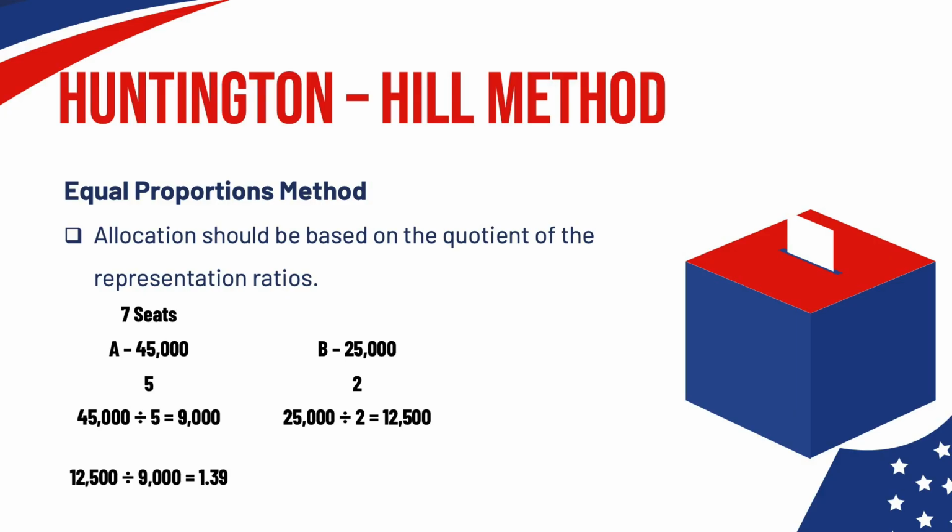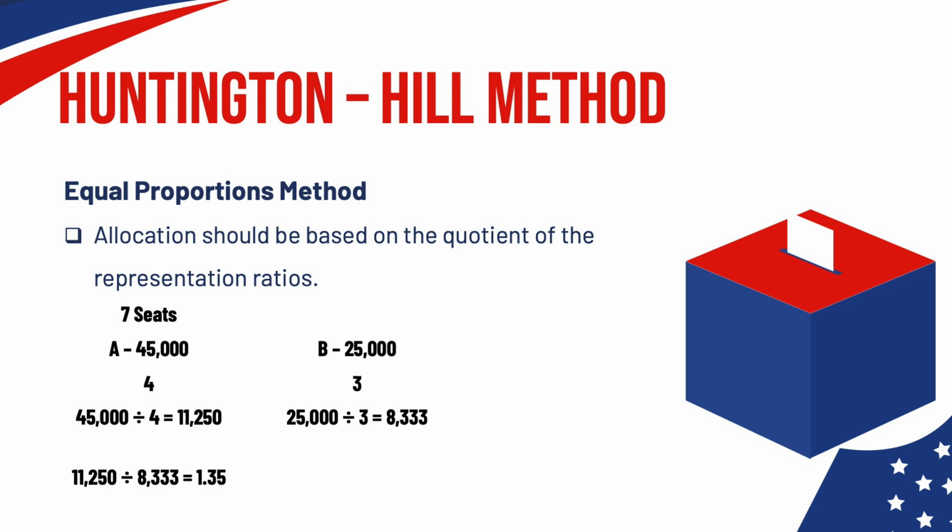Then let's imagine we choose to divide it as 5 seats for state A and 2 seats for state B. Then in state A, each representative is representing 9,000 people, but in state B, they're representing 12,500 people. So the quotient of these two representation ratios is about 1.39.